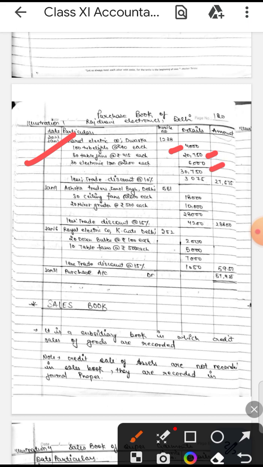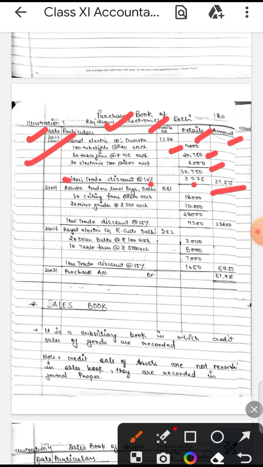The total of these items is 30,750, and then we will get a trade discount at the rate of 10%. Then we will get the 3075 value of discount. The net value of the purchase is 27,675. So we record the date in the date column, we record the items we purchased in particulars, we record the invoice number or the bill number in the invoice number column, and in details the amount of products and the net value.